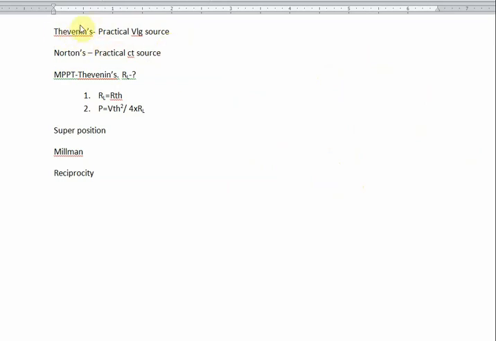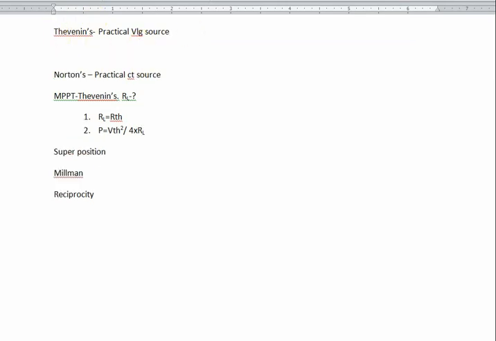How many steps are there in Thevenin's theorem? There are three steps. What is step number one? Find out the VTH. That is step number one. What is step number two? Find out the RTH. So RTH is step number two.